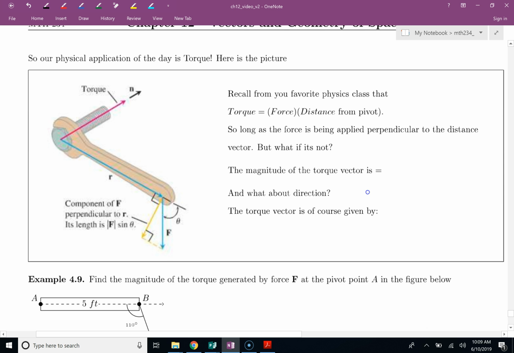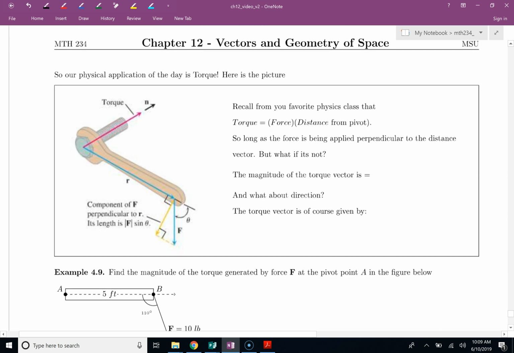All right, now let's go into our application here. The physical application of the day is torque. You may recall from your favorite physics class some equation for torque is force times the distance from the pivot. Now we're going to talk about what if you have a more interesting angle here. The normal way that you would use a wrench is that you would push straight down, but maybe you don't get to do this. And you make some other angle, and the claim is we can recreate a formula for torque.